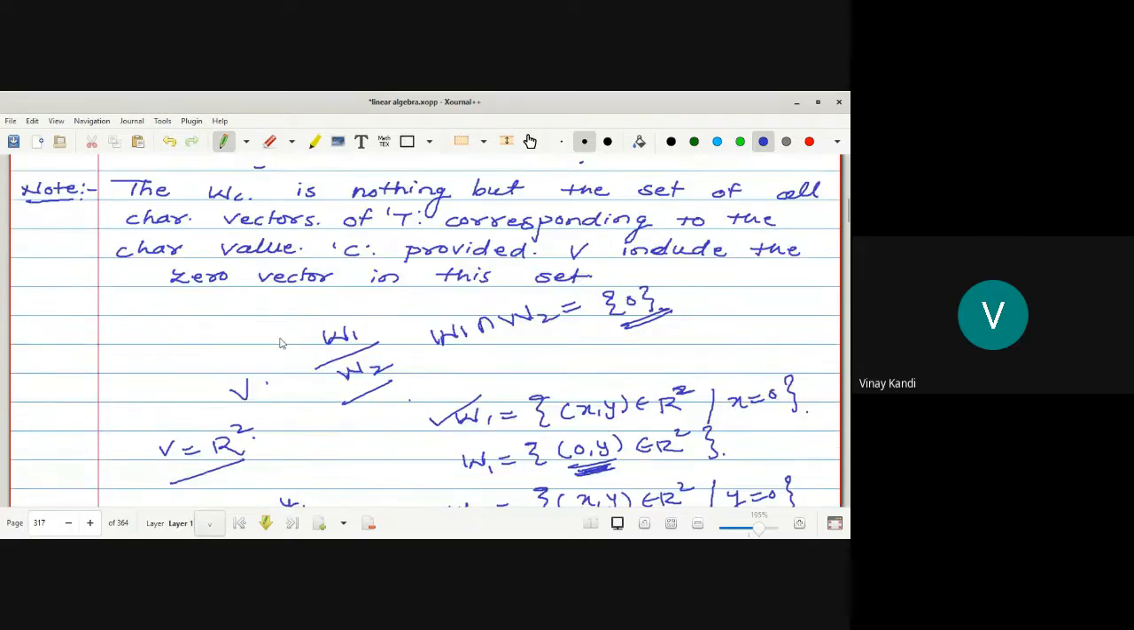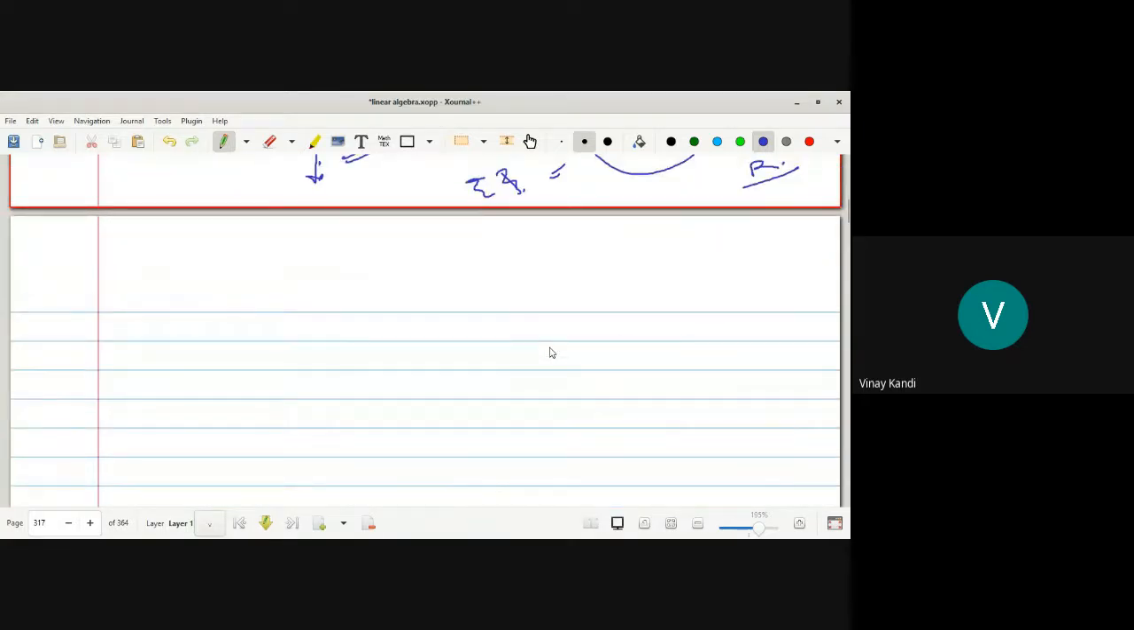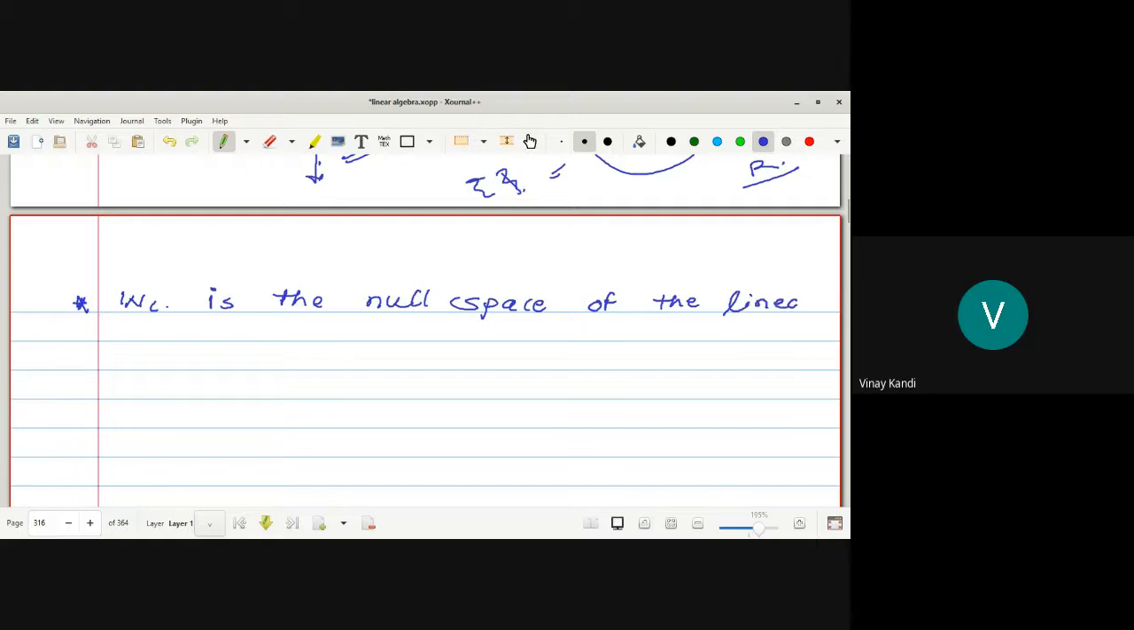Hence, WC is nothing but set of all the characteristic vectors of T corresponding to the characteristic value C, provided we include the zero vector in this set. Okay. Now, what is WC? The second lemma. WC is the null space of the linear operator T minus C into I.